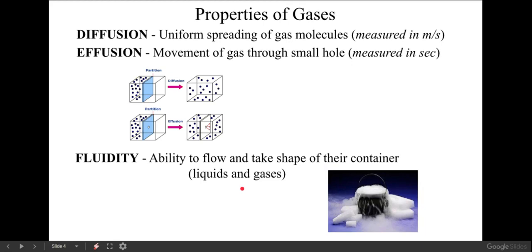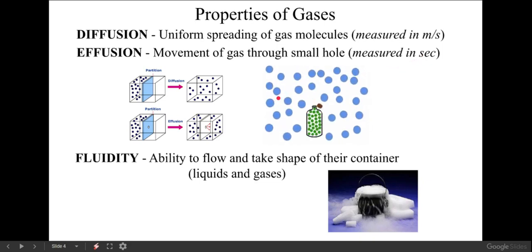So some terms that we'll use: diffusion and effusion. Diffusion, like here where you're seeing this partition removed and the gas particles spread out uniformly. That's diffusion, and you can measure it in terms of velocity, meters per second. So how fast are particles traveling? Effusion, on the other hand, looks at how quickly particles move through a hole or a pore, and this is measured in terms of time.